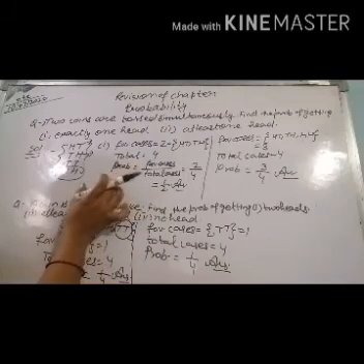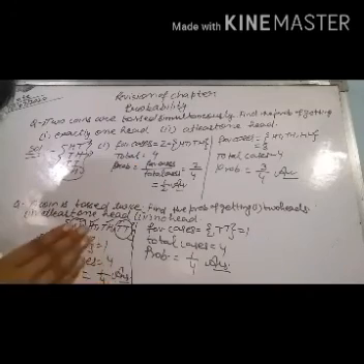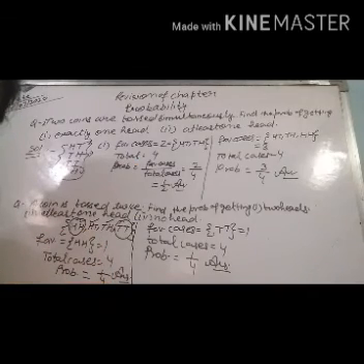Now in this type of question, when two coins are given to us, by this method we can solve the question. Now the next question is based upon a die.